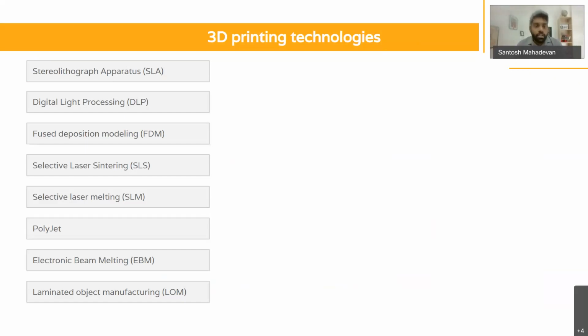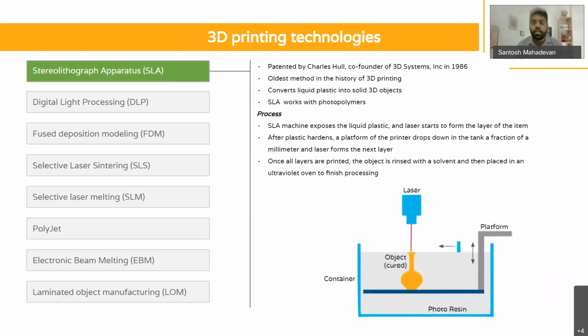Now, let us start off with the SLA process, or the stereolithographic apparatus. I would like to spend quite a few minutes on each method to make you appreciate, at the end of the day, what is really amazing about these 3D printing technologies. Now, SLA is the short form for stereolithographic apparatus. It was patented and invented by a great person by the name Charles Hull, and he was the co-founder of 3D Systems Inc.